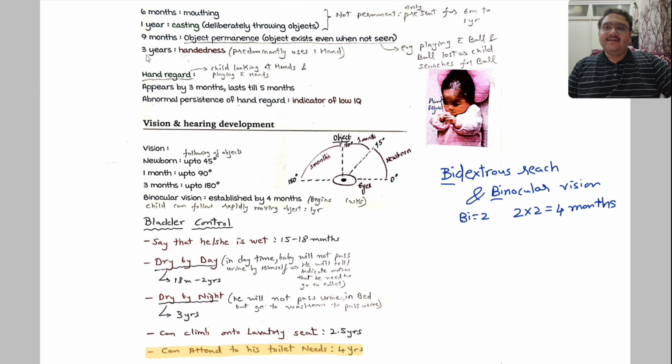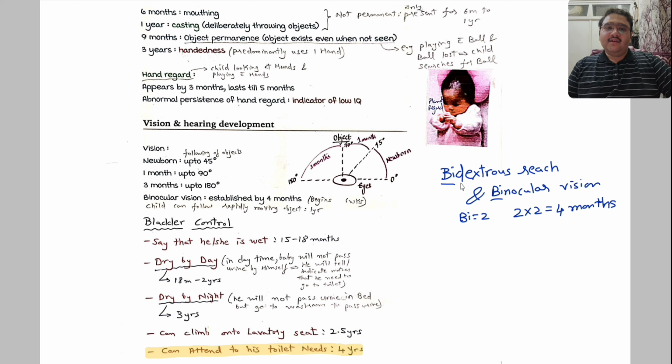Then at 3 years, handedness, that is predominantly child uses one hand. Hand regard appears by 3 months and lasts till 5 months. Hand regard means child looks at hand and plays with his hand. Abnormal persistence of hand regard is an indicator of low IQ.